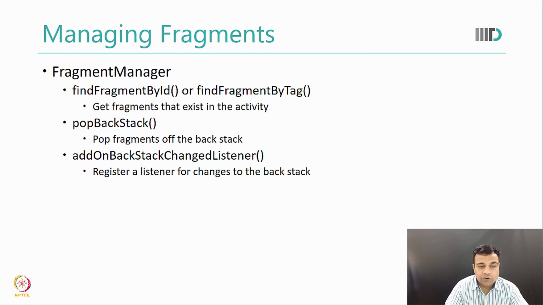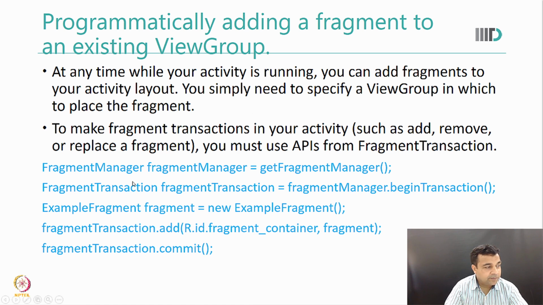Now let us look at the code that is given here. We obtain a fragment manager, and we obtain a fragment transaction. Then this is our fragment, ExampleFragment. We create the object of it. Then using our fragment transaction, we add our fragment to the view group where we want to add it.